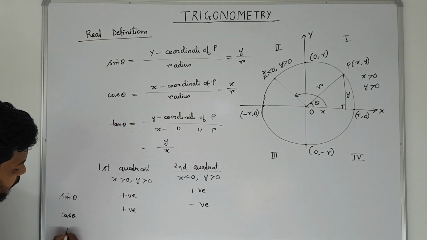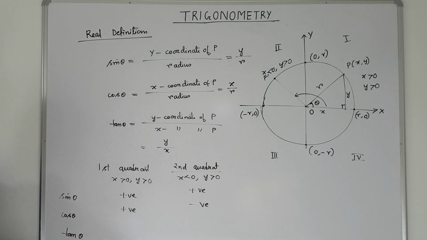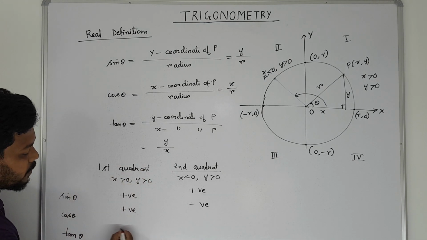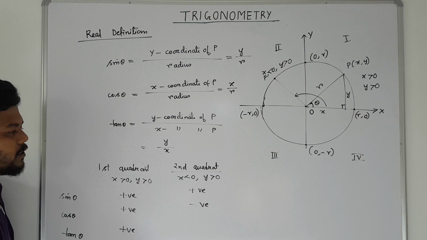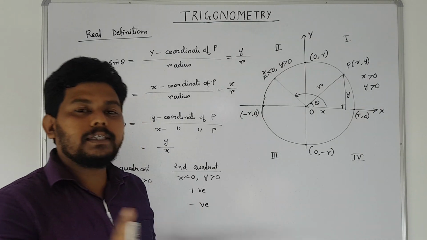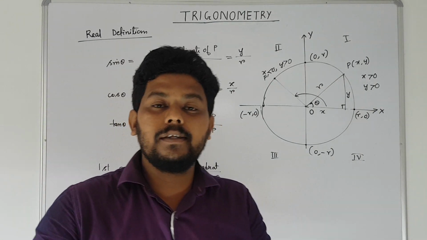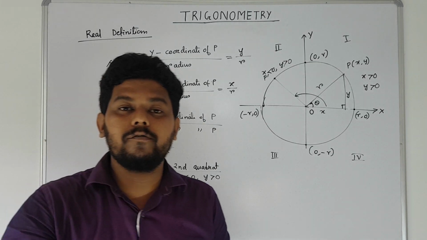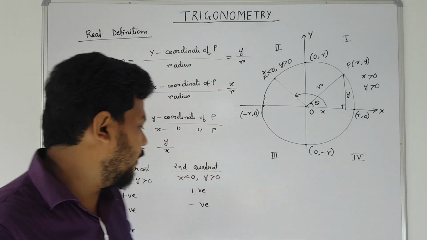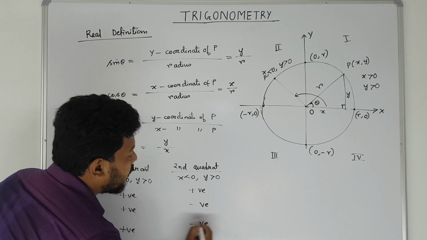And for tan theta, in first quadrant tan theta is positive as x, y both are positive. In second quadrant x is negative, y is positive. That's why the ratio of y and x will be negative as they are of different sign. So in second quadrant tan is negative.